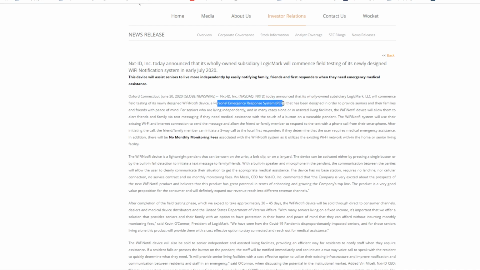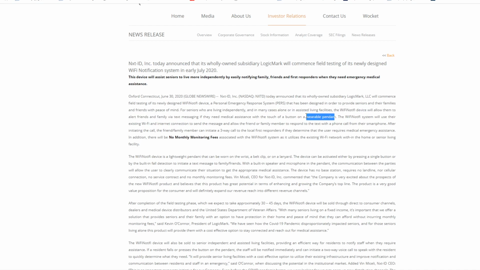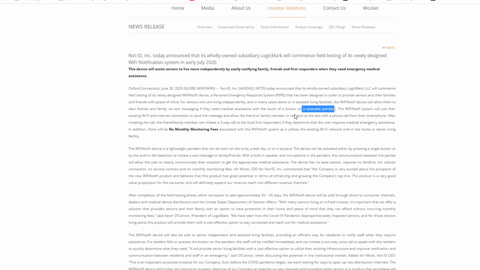personal emergency response system that has been designed to provide seniors and families and friends with peace of mind. For seniors who are living independently and in many cases alone, or in assisted living facilities, the Wi-Fi Notify device will allow them to alert friends and family via text message. It's a really nice system here because it's a wearable pendant, right? So it's only a button. Works nicely, but I don't expect something like this to cause an increase of 300% overnight. So for me, it's still considered a pump and dump. So I wouldn't touch it.